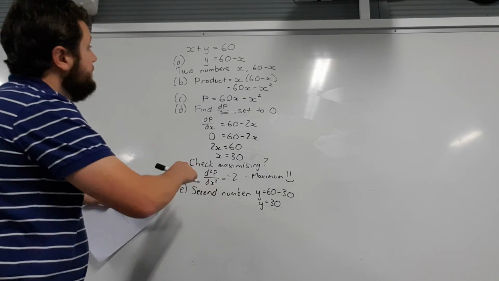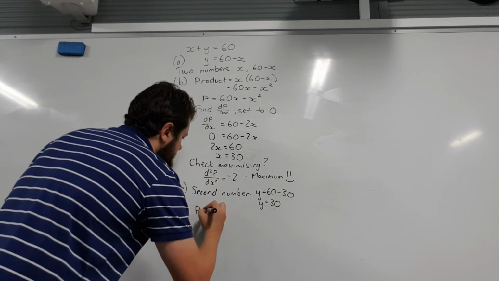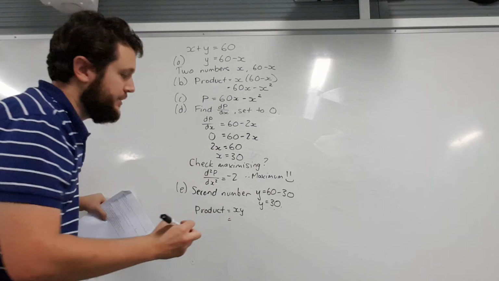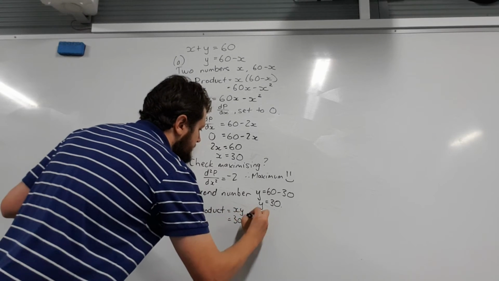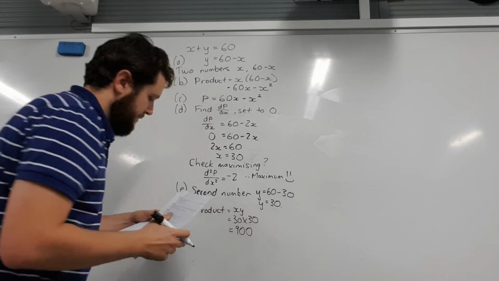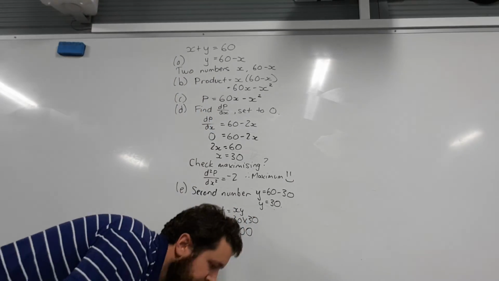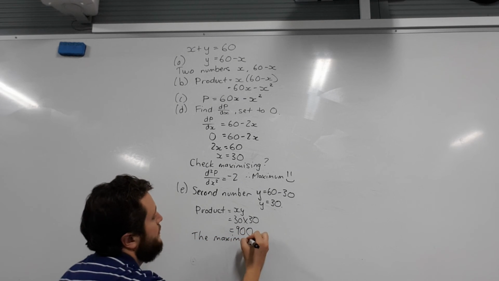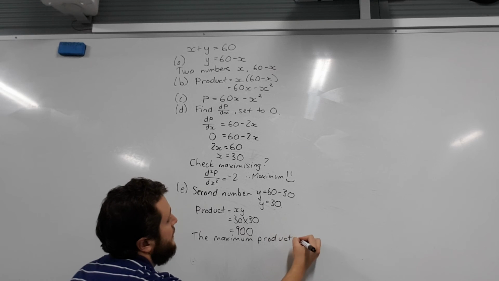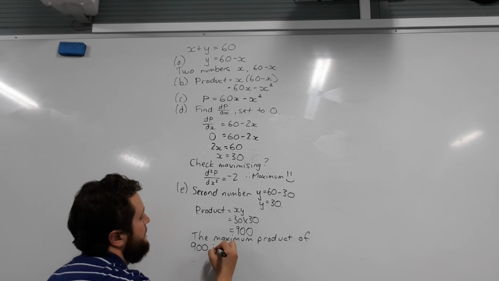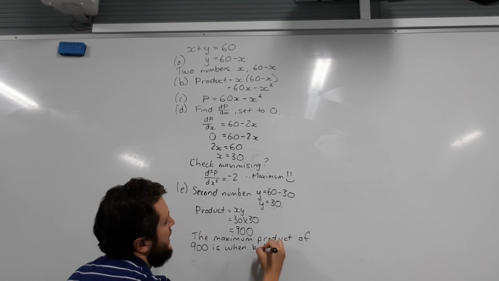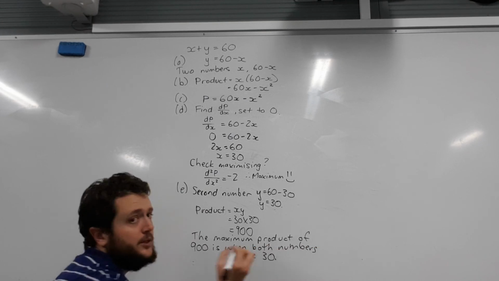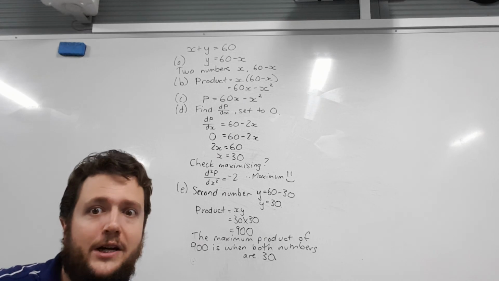The product then, back here, well, I could just do it as xy, which is going to be 30 times 30, which is 900. So therefore, to answer it properly, we'd say that the maximum product of 900 is when both numbers are 30. If we think about that a while, it's obscurely linked to the rectangle to a square situation in the last question.